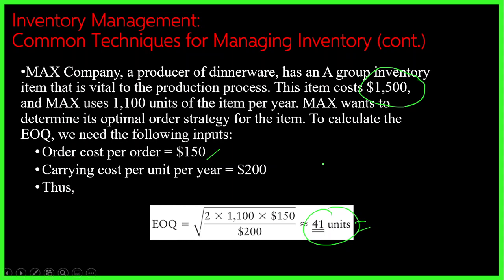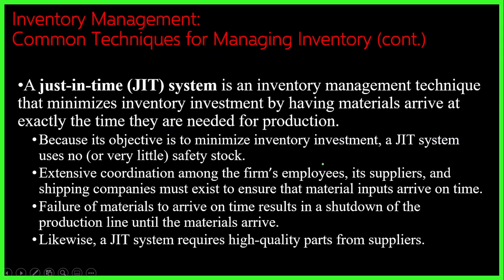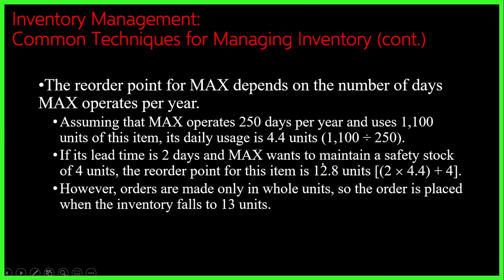Okay, we'll have an example. Wait lang. Do I have an example here? Sige. I-discuss muna natin tong part na to. The reorder point for Max depends on the number of days. Assuming that Max operates 250 days per year and uses 1,100 units of this item, per year yan ha, daily usage is now 4.4 units. So that's 1,100 divided by 250. So per day, they use 4.4.